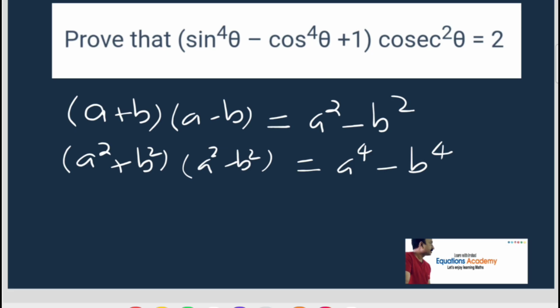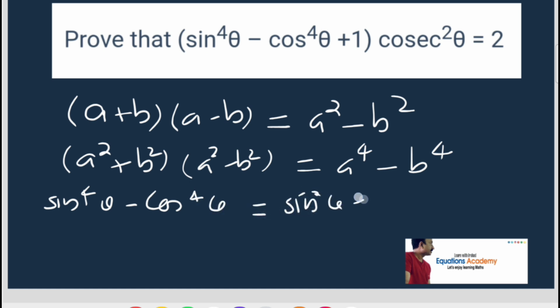We know that (a + b)(a − b) is equal to a² − b². Therefore, (a² + b²)(a² − b²) is equal to a⁴ − b⁴. So sin⁴θ − cos⁴θ can be written as (sin²θ + cos²θ)(sin²θ − cos²θ).